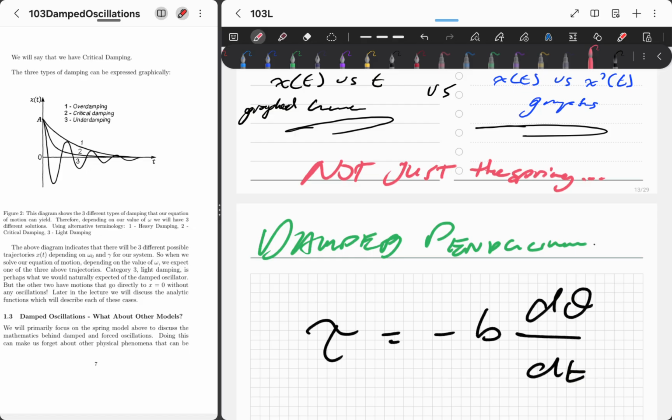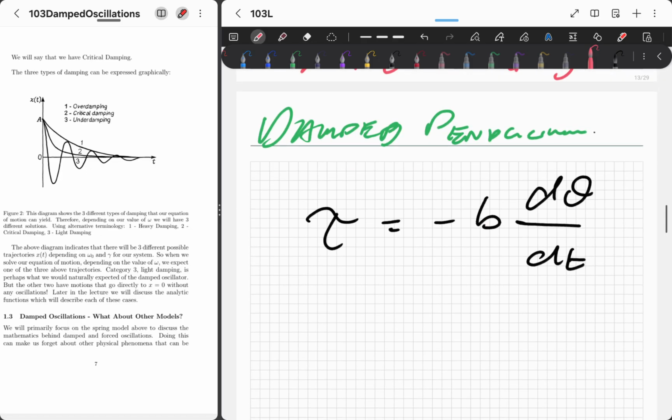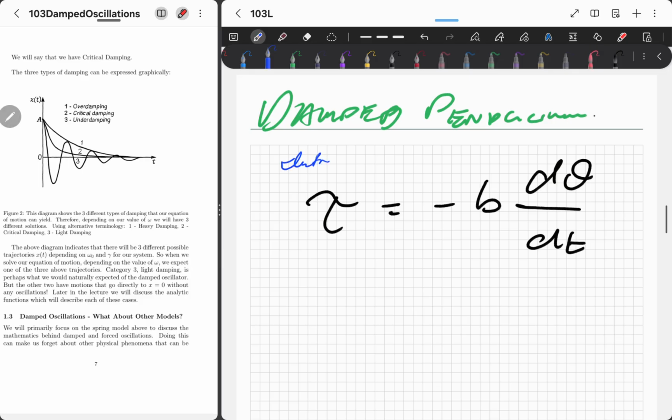Okay, so the pendulum. Last class, we found the simple pendulum equation of motion using Newton's second law for rotation. That is the net torque equation. So it might seem intuitive that in order to add damping to the pendulum, we need a damping torque, a torque which is going to damp the system over time.